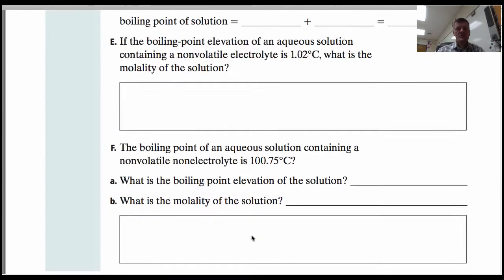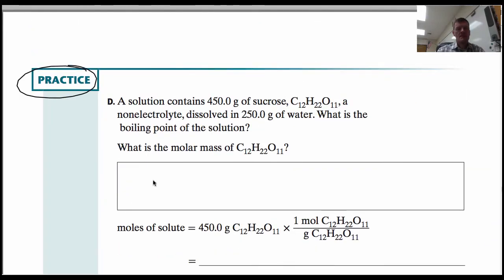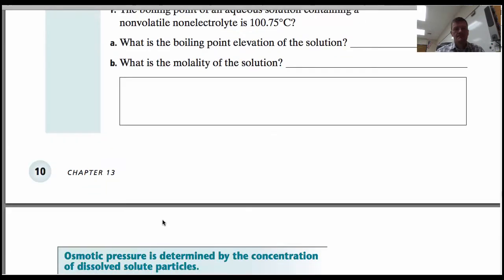Again, you can look at that sample problem there, okay, and see if you can figure it out. They pretty much set it up for you.